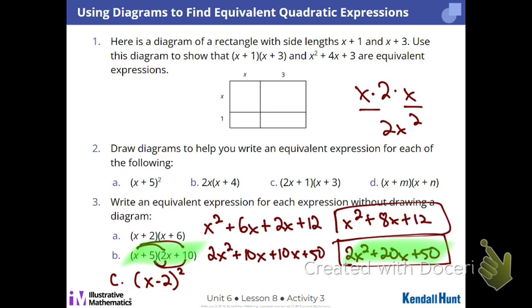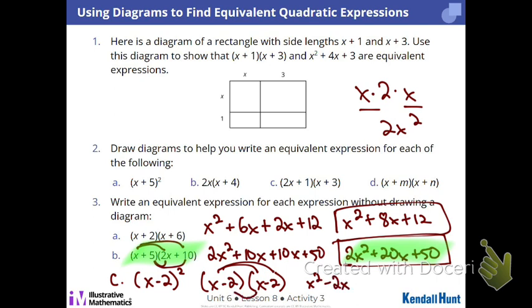Last one, C, is most commonly wrong, even on the quiz when you take the quiz next week. I suggest doing this every time: expanding. That's what I did. x minus 2 squared is x minus 2 times x minus 2, correct? Okay, so I'm going to distribute my x first. x times x, x squared. x times negative 2, negative 2x.